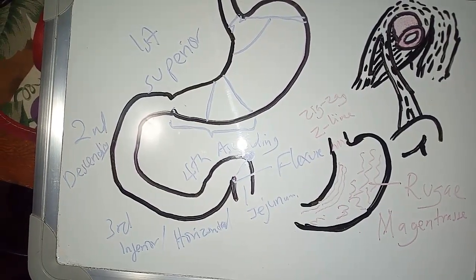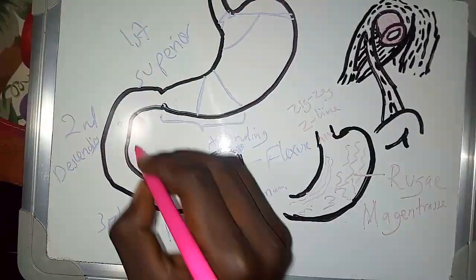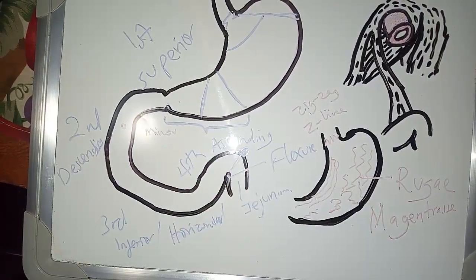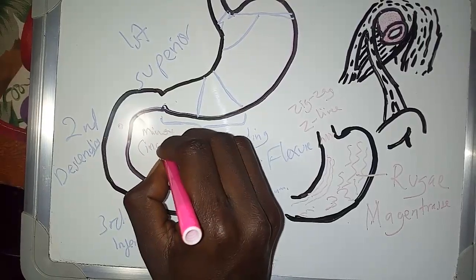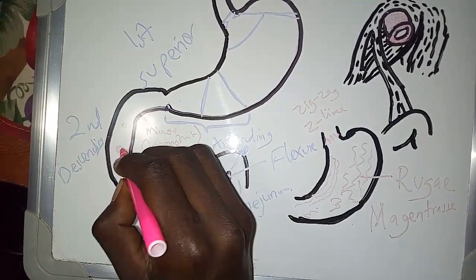Now let's look at the duodenum in cross section. The mucosa of the duodenum has two openings through which digestive juices flow in. The upper one is called the minor duodenal papilla, the point of entry for the accessory pancreatic duct. It is inconsistent, meaning it is absent in some people.